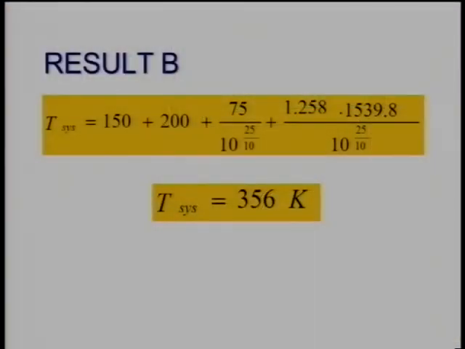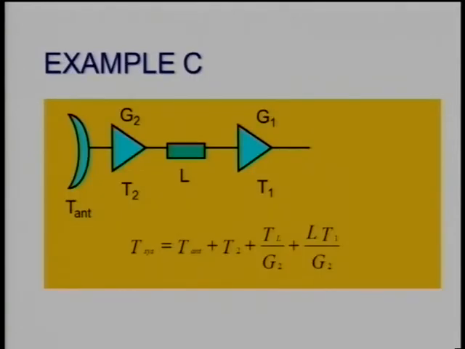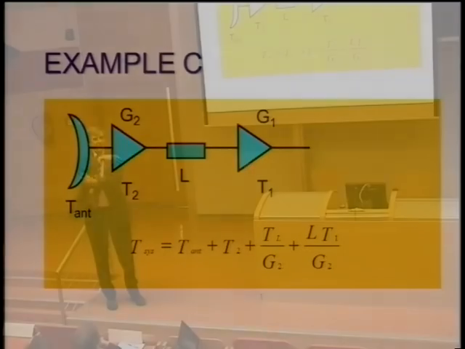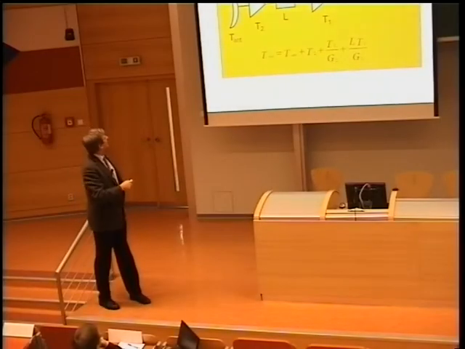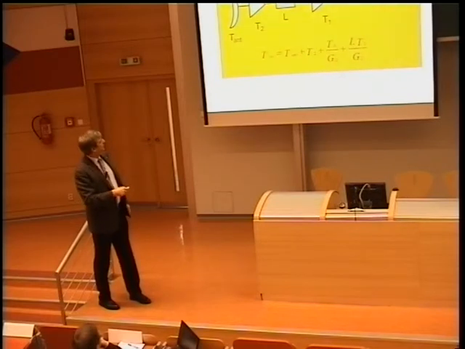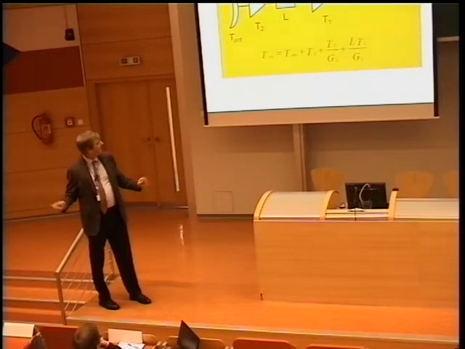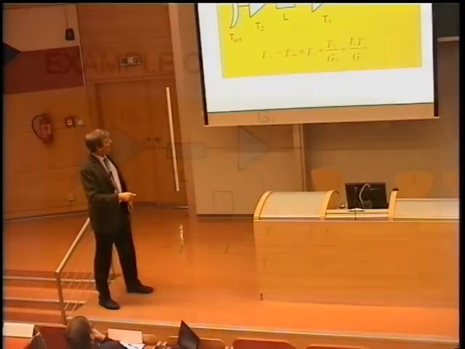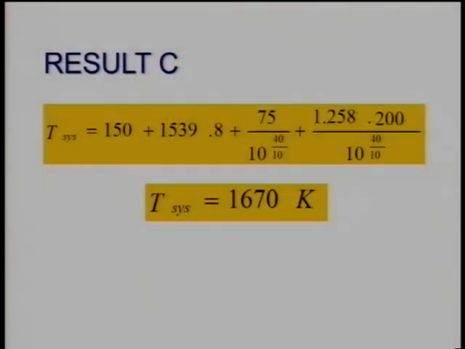And now we make just a thought experiment. Same configuration as before, but we just switch the two amplifiers. Put the bad one up front and the good one here. The overall gain is obviously the same. But when we insert in this formula now, we get a horrible result. System temperature, 1670 Kelvin. Just by having swapped the two amplifiers.